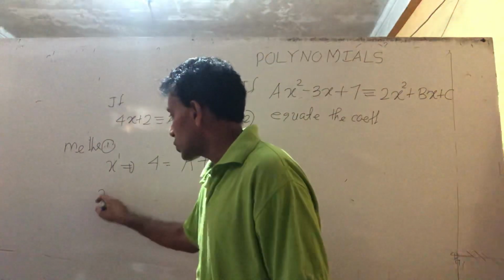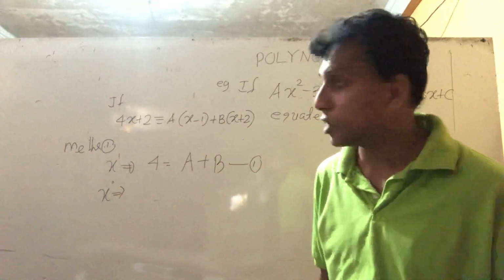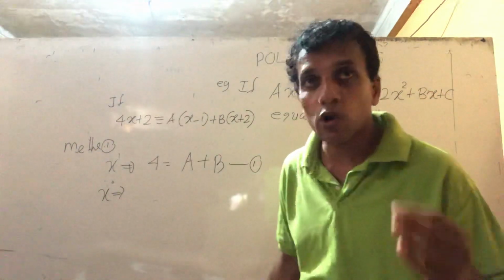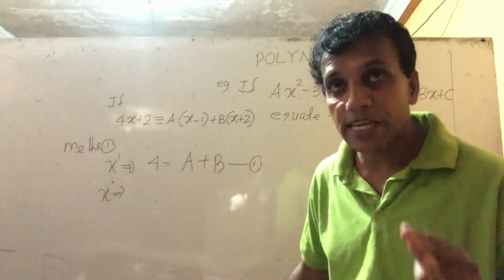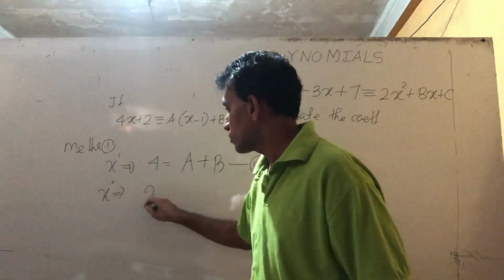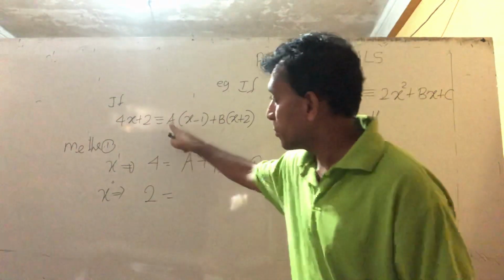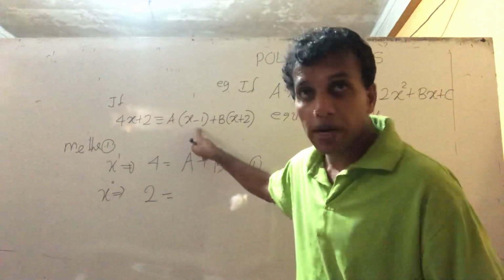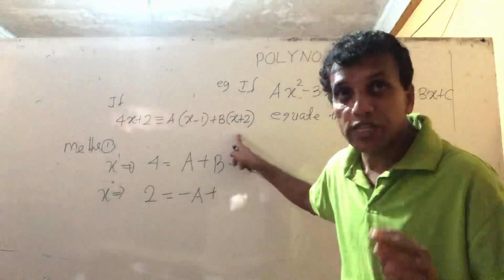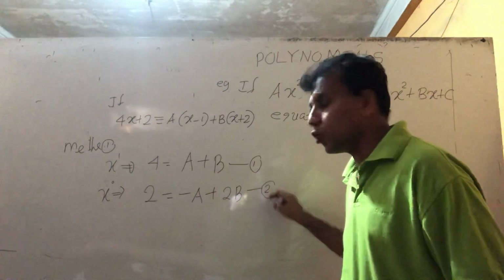Next, equate x to the power 0 coefficient. That means constant terms without x terms. Here without x term is 2. There is no x, we call it the constant term, or the power 0 term. Power 0 means 1, that means constant. So here 2, right? Here see what are the terms without x. Multiply the bracket, 1 times a, but minus a is the coefficient, plus 2 times b, 2b is the coefficient. Your second equation.